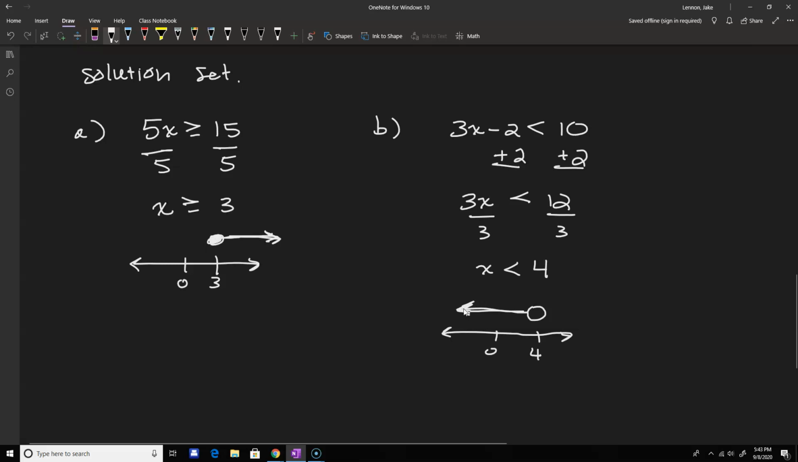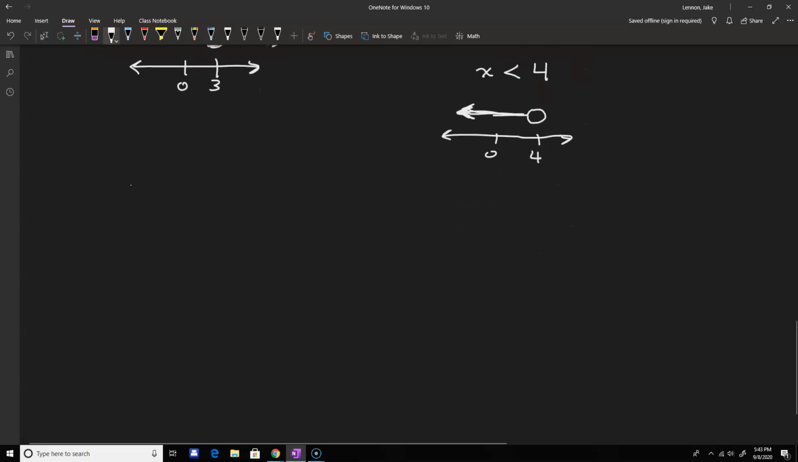I mean, I could use a different color to shade it, but you get the idea. We'll learn in the near future about something called interval notation, which is another way to write these sets of numbers as opposed to the solved inequality or the graphed solution. Okay, let's look at another part, C, here.